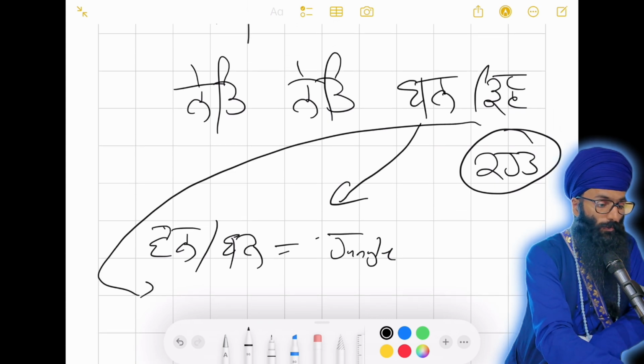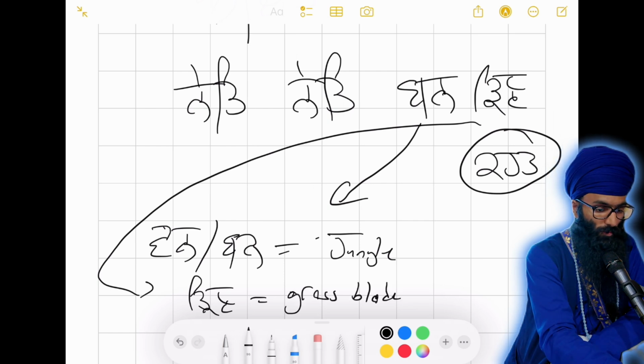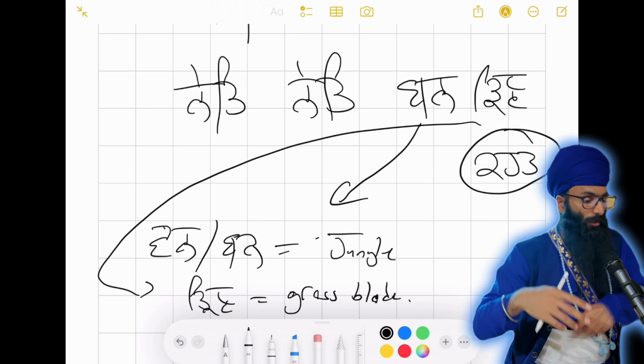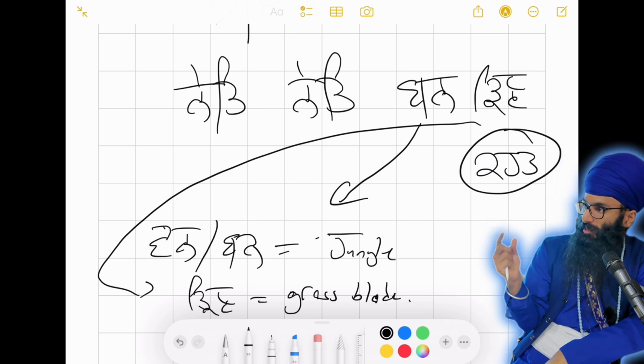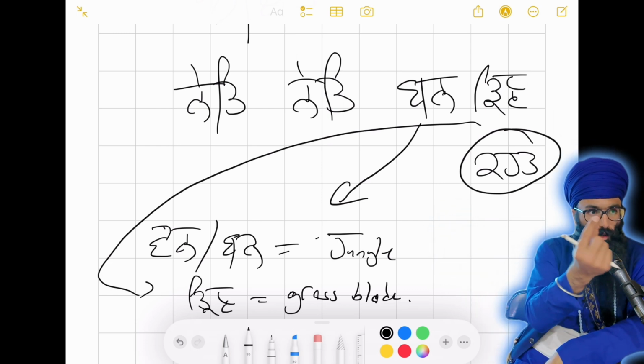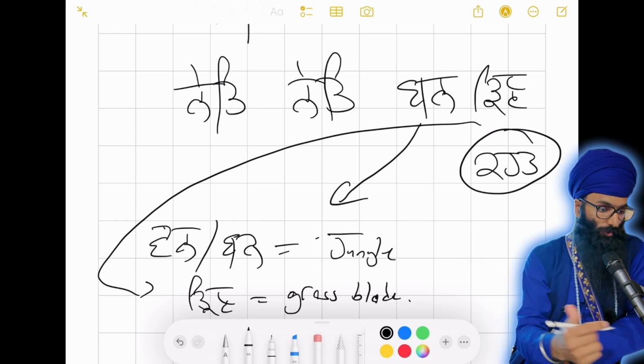Trin means a plant. Okay? Plant. Or let's say a grass blade. That's a better translation. A grass blade. Okay? Jungle is called ban. Trin is a grass blade. Just ik trin kande, like one grass blade. Okay?